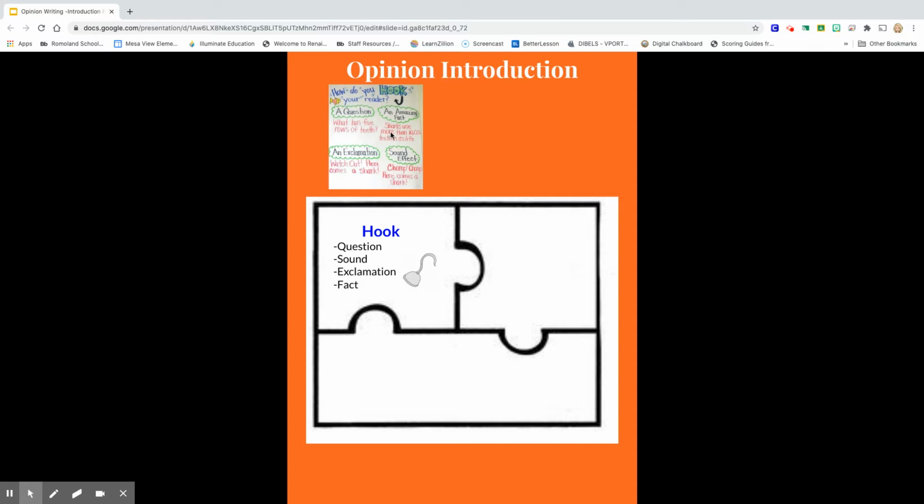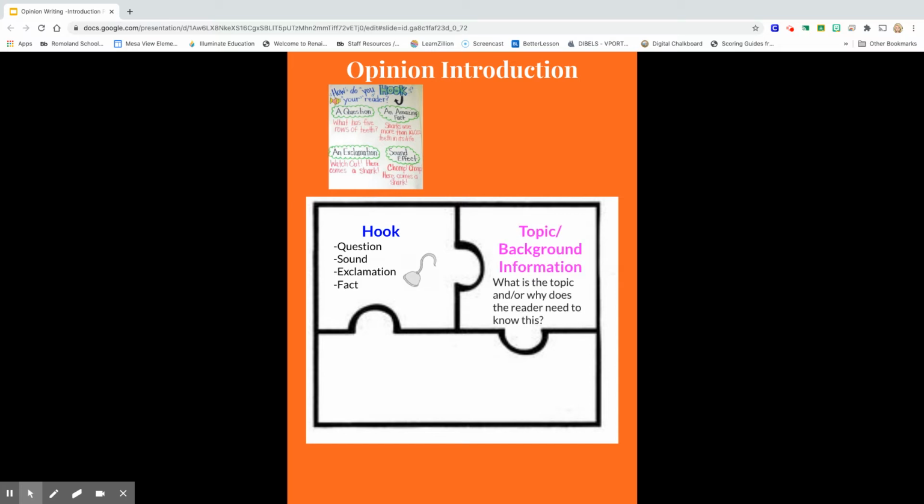Or they have an amazing fact like sharks use more than 10,000 teeth in a life. Wow. An exclamation sentence could be something like, watch out, here comes a shark. Or a sound effect could be chomp, chomp, here comes a shark. Now, this is only the very first sentence. But again, the reason is we want to hook them and get them interested. So we want to have some kind of effect that will make them go, I want to read more. That is the very first sentence, and that is our hook.